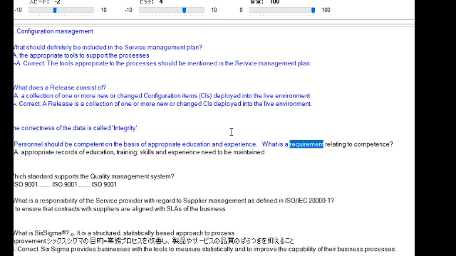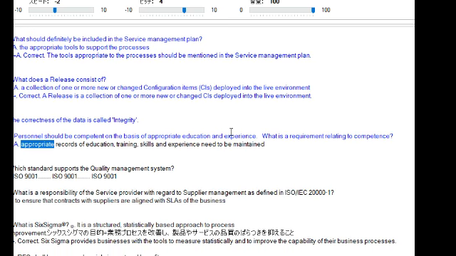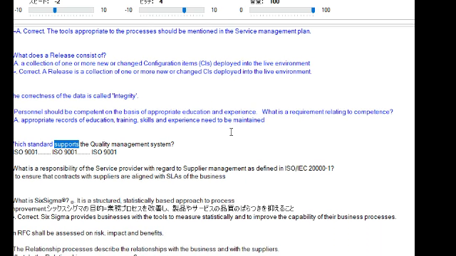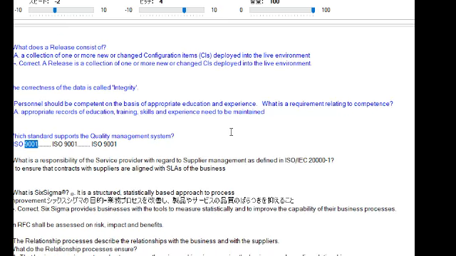What is a requirement relating to competence? A. Appropriate records of education, training, skills, and experience need to be maintained. Which standard supports the quality management system? ISO 9001.